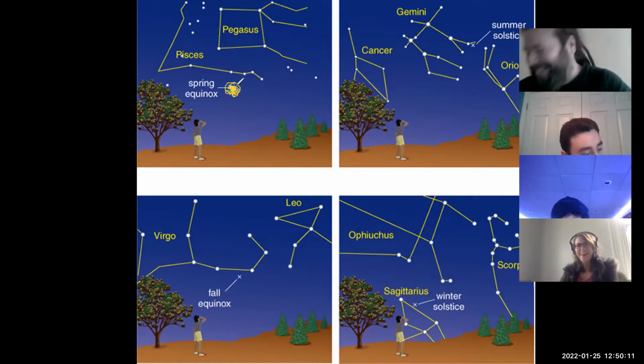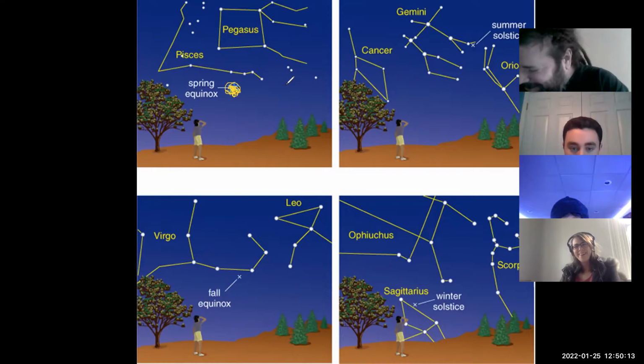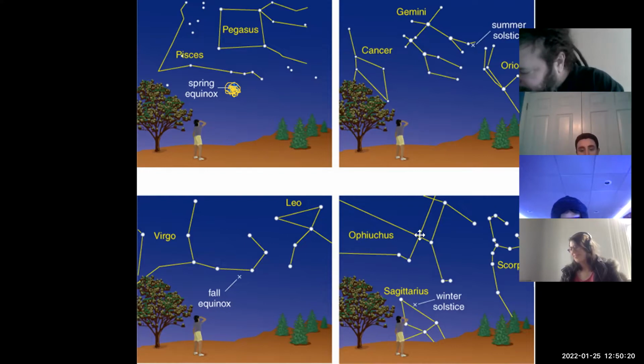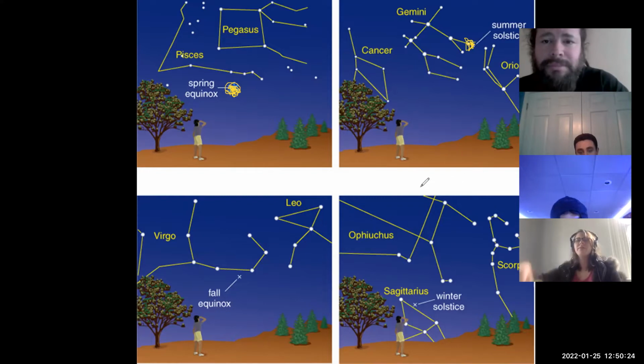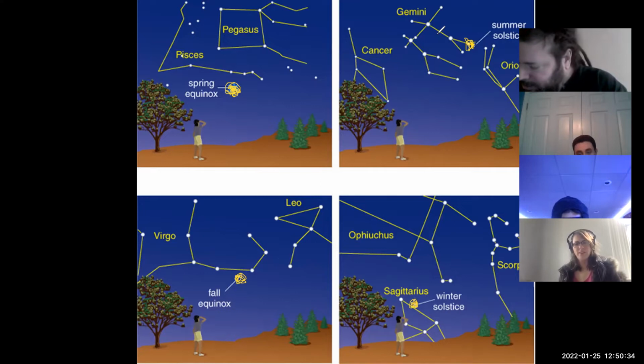That's where the sun is going to be on March 21st. And by the way, on June 21st, it's going to be up here in the foot of Gemini. On September 21st, the sun will be located in Virgo here. And on December 21st, the sun will be here in Sagittarius. That's the significance of those four points. It tells us where the sun is on key days of the year.